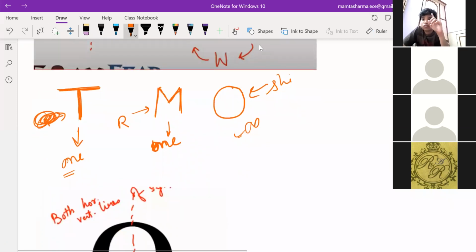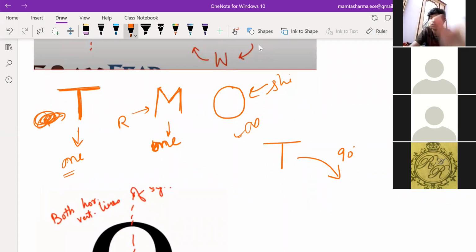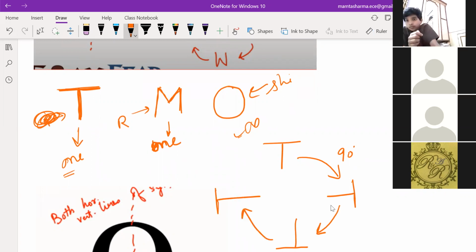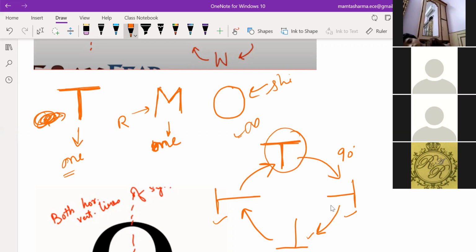Why are you not sure? You do it, no? You draw T and then rotate it by 90 degrees. You will get this one. Again rotate it by 90 degrees, you will get this one. Again rotate it by 90 degrees, you will get this one. Again rotate it by 90 degrees, you will get the original shape. Okay. So how many times is it looking the same as T? Is this same as T? No. Is this the same as T? No. Is this the same as T? No. Only one time it is looking the same as T. So the order of rotational symmetry would be 1.